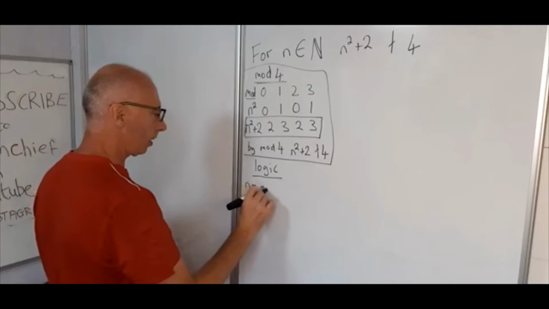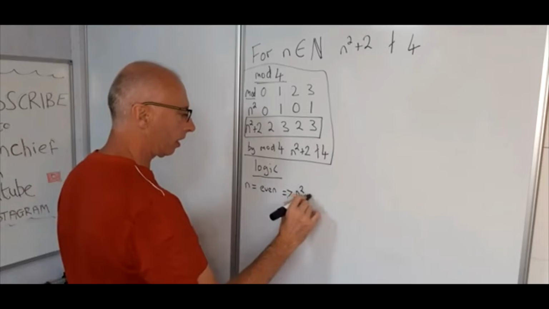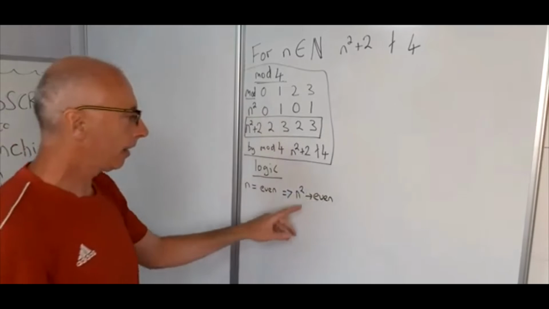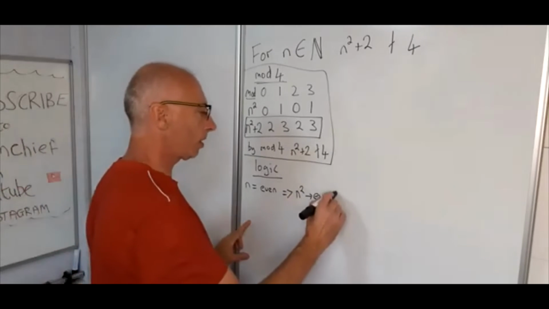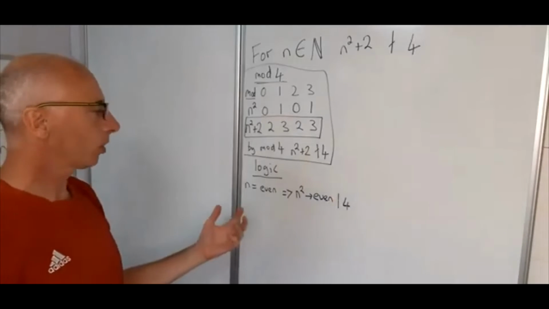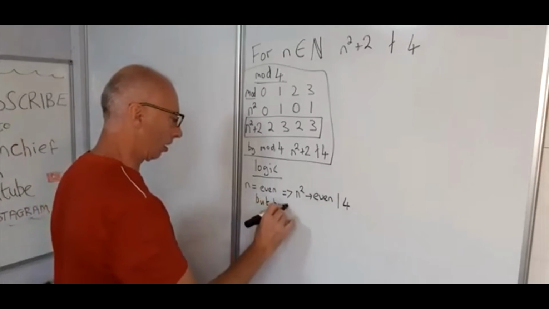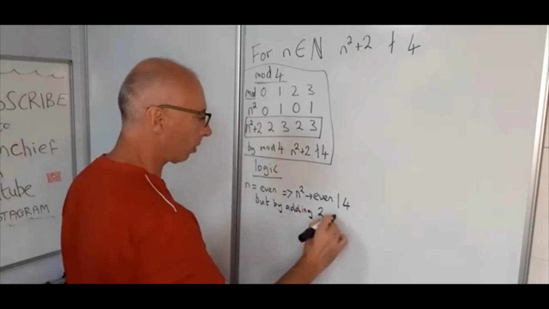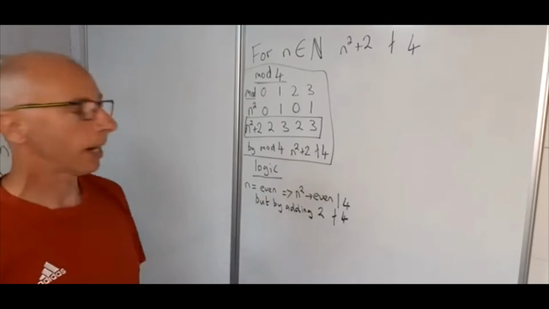So if n is an even number, then that leads us to n squared is also even, and an even number squared will be divisible by 4. So this is now divisible by 4. But by adding 2, we now lose this property. By adding 2 it is not divisible by 4. So that's the even numbers out.